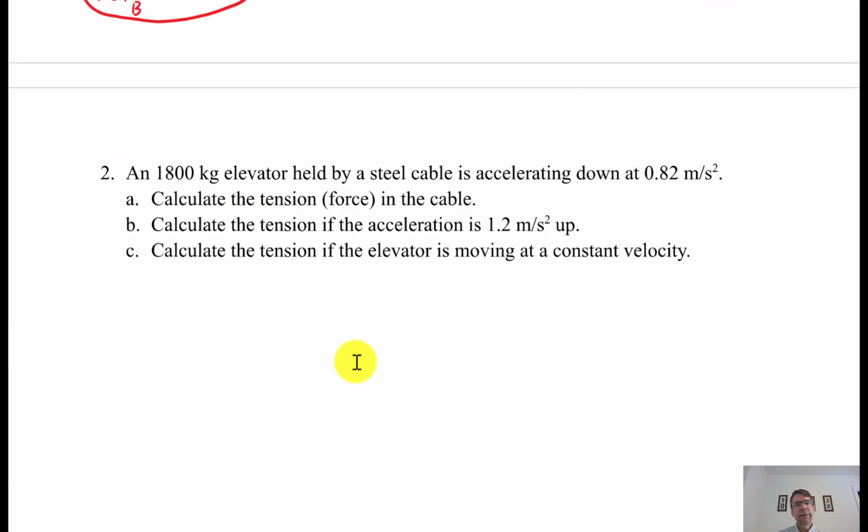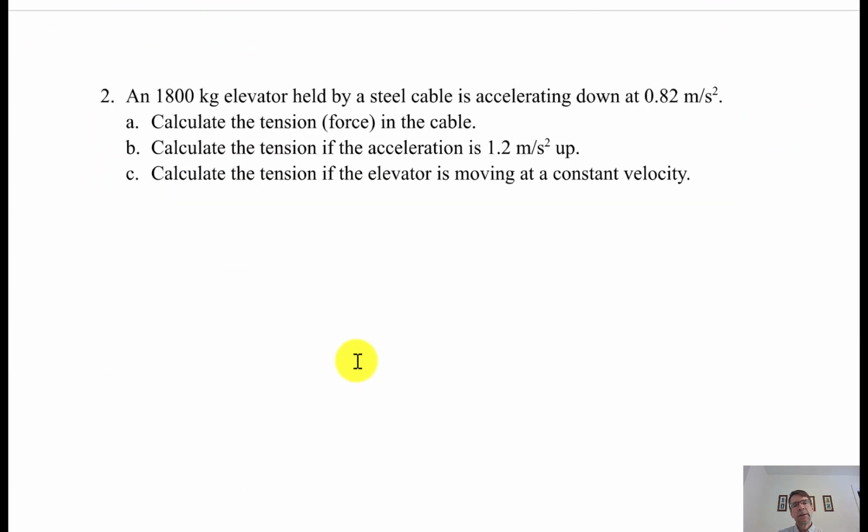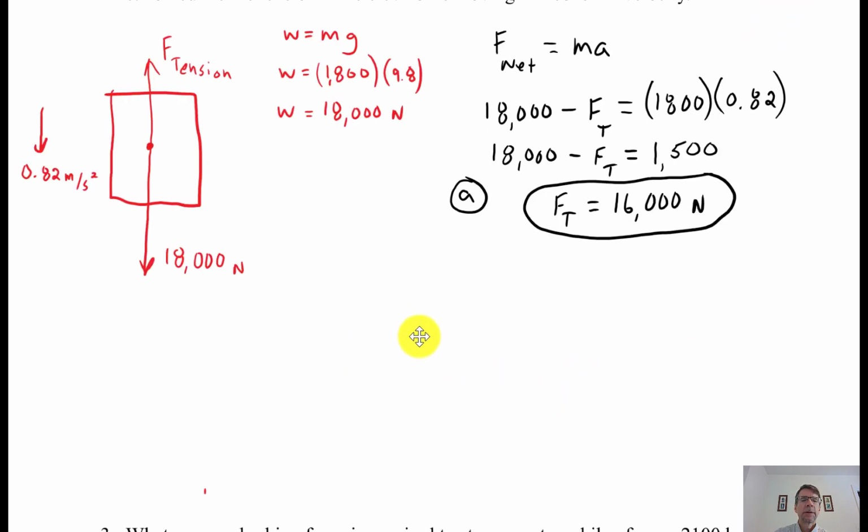Okay, example number 2, an elevator. So now we're talking about the elevator, not a person in the elevator. So we want to focus on, well, I'm going to draw it as a box. Let me draw this. So I've pretty much done part A here. Here's the diagram.